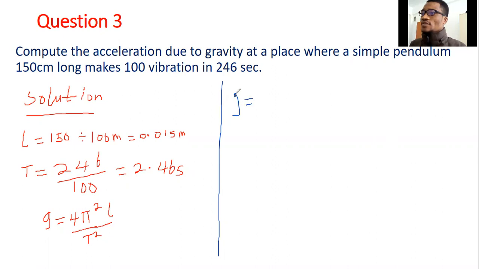So we have g equal to 4 times the value of pi. Our pi is 3.142 square, times what again? Do we have length? Length is 0.015, then divided by what? Can you complete this by yourself? Complete this by yourself and let's see what you get.